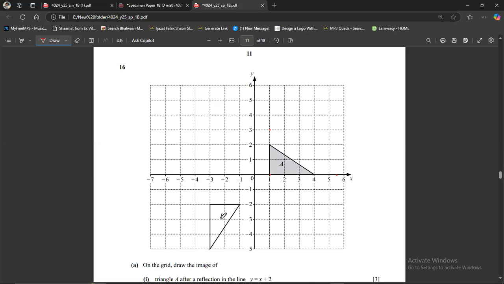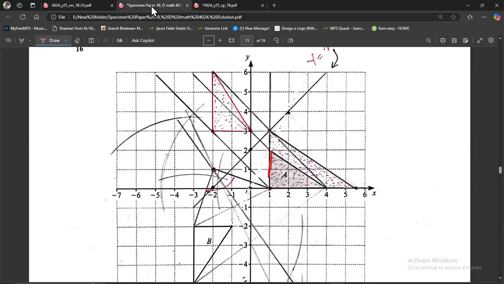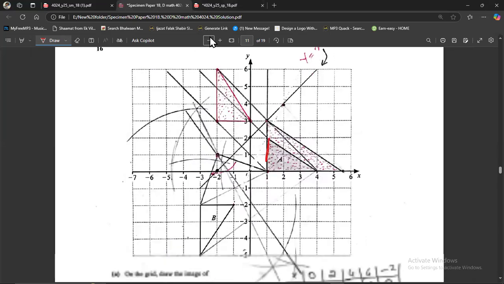So I have to find out the center of the rotation. The method is very simple. You join the two same points in the object and the image, and then you draw the perpendicular bisector of that line. Join any two points which are same, for example, these two, join them with a line and then draw the perpendicular bisector of that line. So where these two perpendicular bisectors will intersect, that will be your center of rotation.